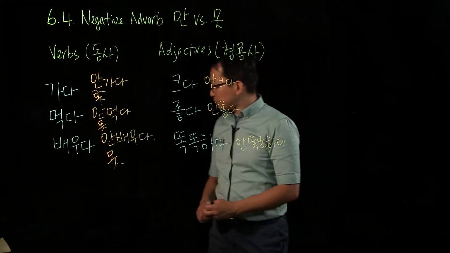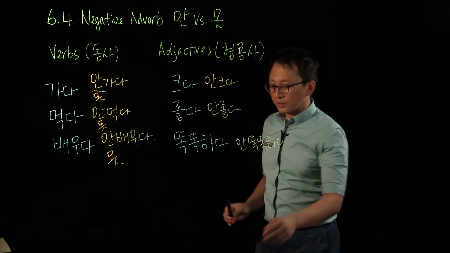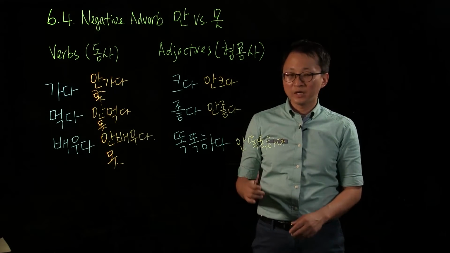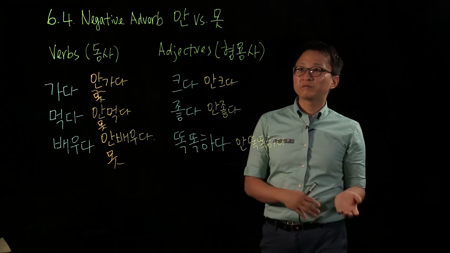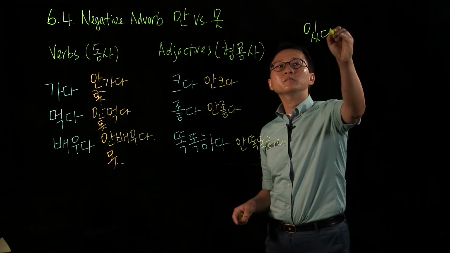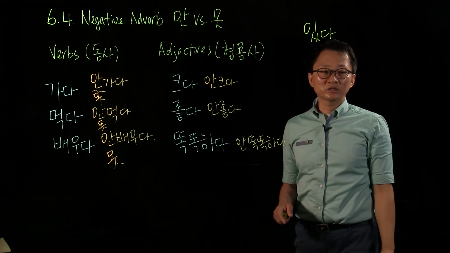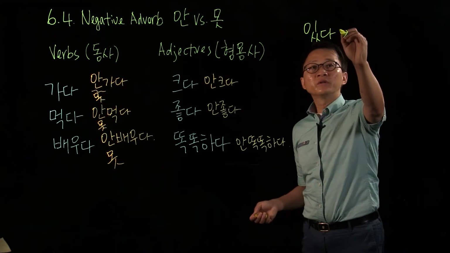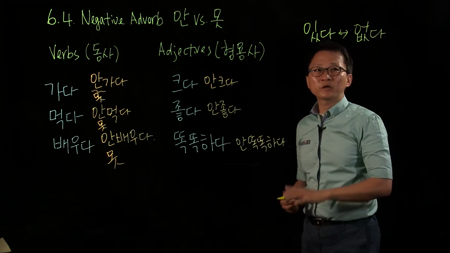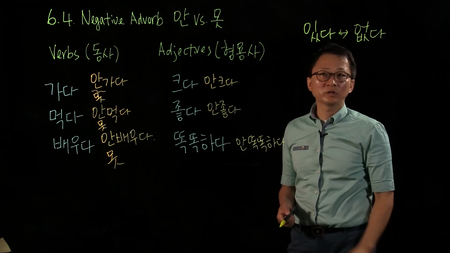Okay. Then, some verbs or adjectives, they have their negative forms already. Well, something like this. 있다. Think about 있다. 그러면 we can say like 안 있다. 안 있어요. Well, that makes sense. But we have negative form 없다, 있죠. 없다. So in this case, it's better to use 없다 rather than 안 있다, that form, 그렇죠?